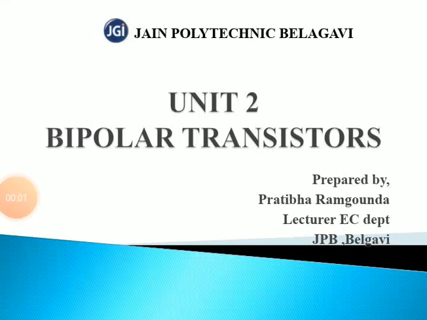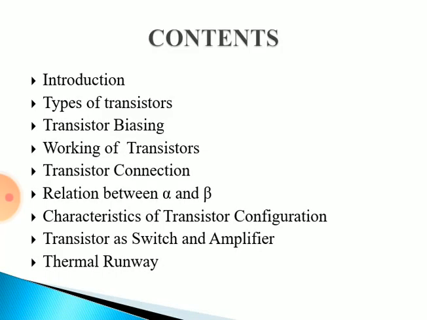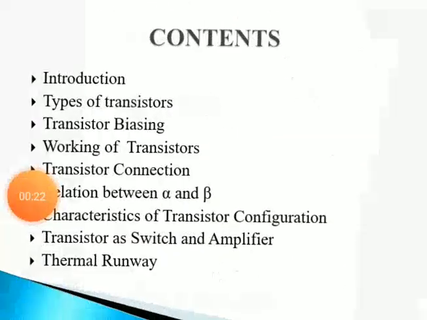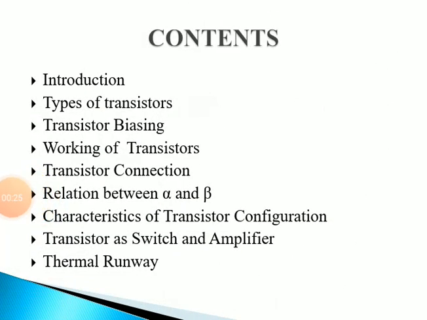So today we are going to discuss your unit 2, that is bipolar transistors, which is known as BJT. The contents which we are going to study over here are introduction, types of transistors, transistor biasing, working of transistors, transistor connection, relation between alpha and beta, characteristics of transistor configuration, transistor as switch and amplifier, and thermal runaway.